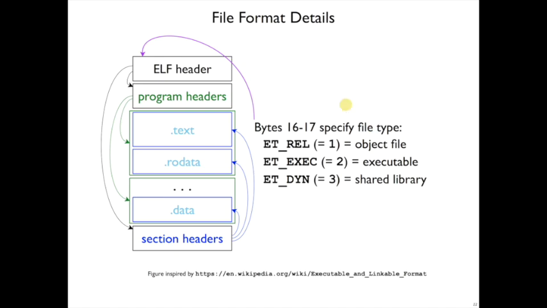In particular, when you get up to bytes 16 through 17, that's where the type was stored. So the way that readelf was able to tell us that it was an object file or an executable was looking at bytes 16 through 17, treating it as a small integer. The number 1 means an object file, 2 means an executable, 3 means a shared library, and so on.